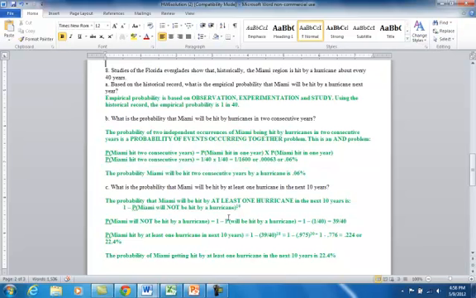Logic check. Very common logic check, very easy to do. Use your head. The probability to be hit at least once in 10 years is going to be bigger than the probability of it happening in any given year, and the probability of getting hit in consecutive years is going to be less than the probability to be hit in 1 year. It's common sense. Think about it. So that's the answer for that.